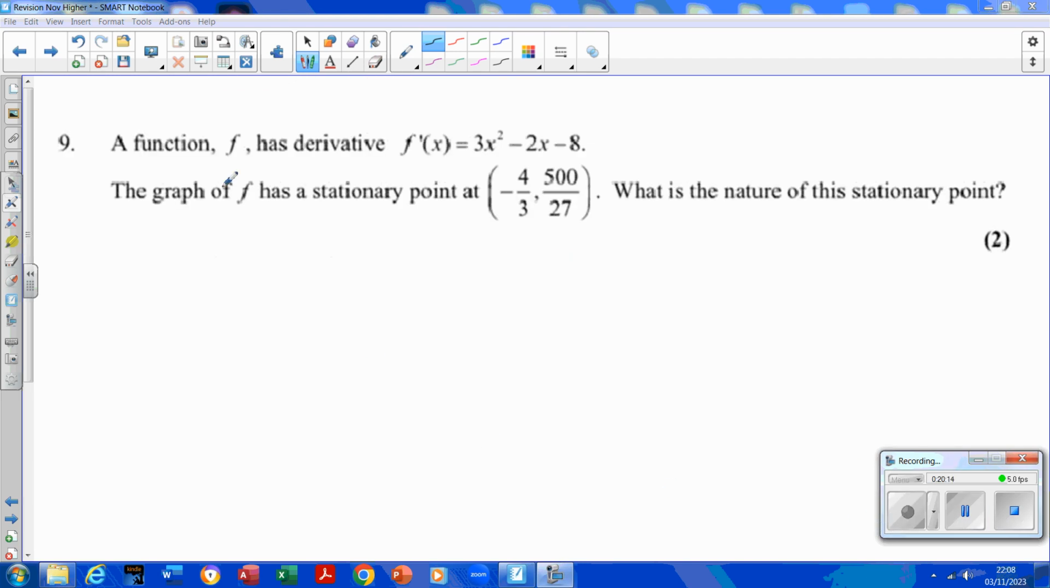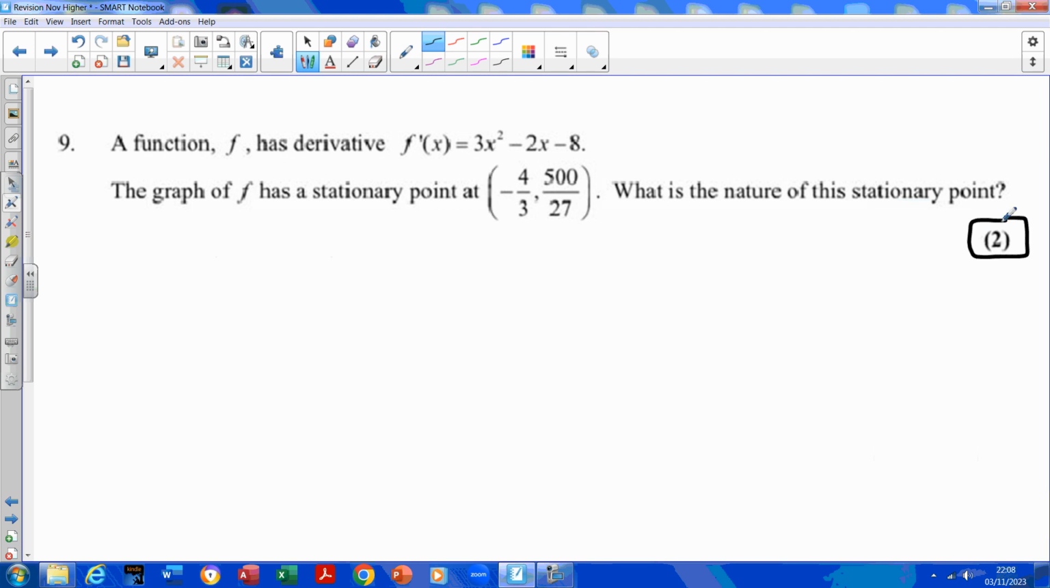So a function f has a derivative, f dash x is equal to that. The graph of f has a stationary point at that point there. What is the nature of this stationary point? Right, it's only worth 2 marks, so it should not be a difficult question.